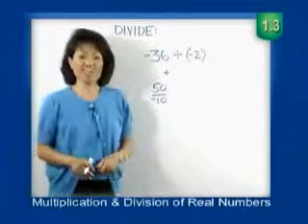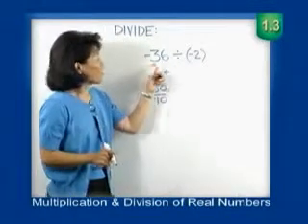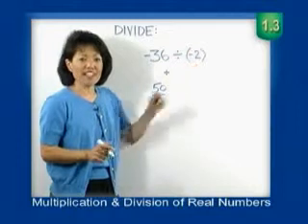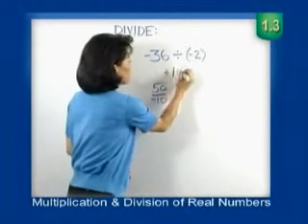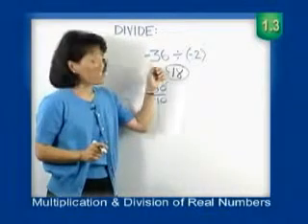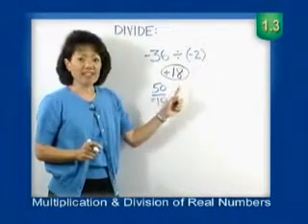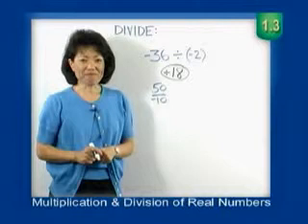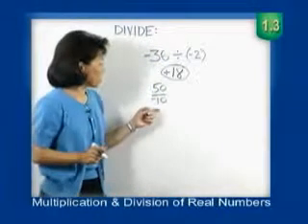We divide as usual. 36 divided by 2 is 18. So, negative 36 divided by negative 2 gives us positive 18. Let's look at the one right below.